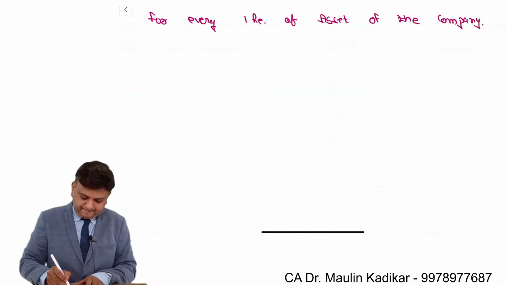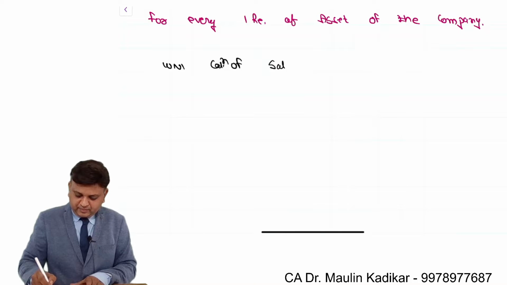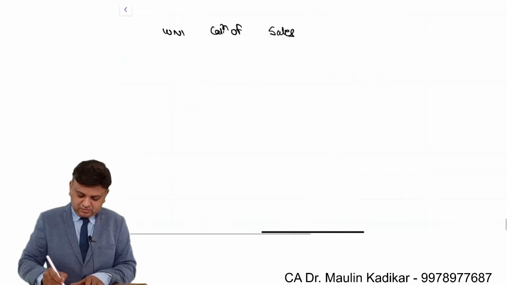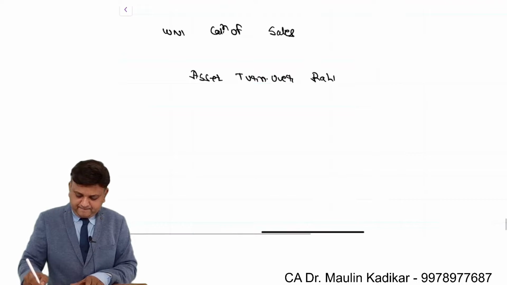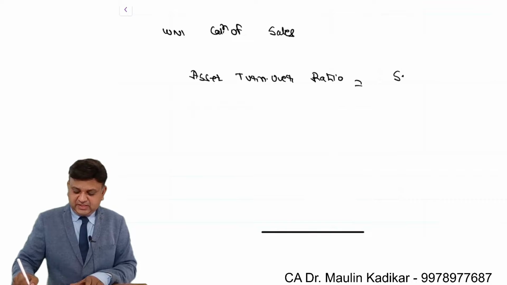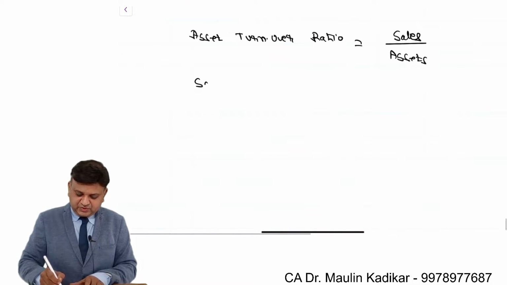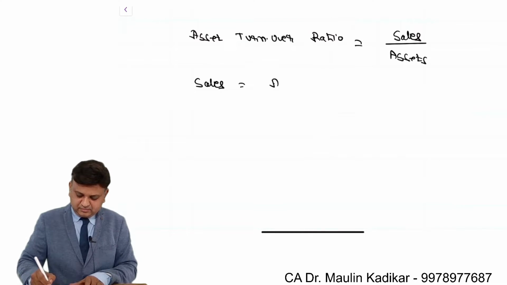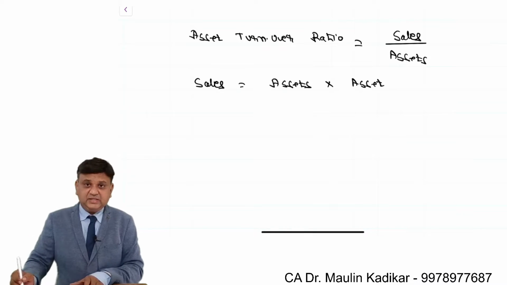In that write down, working note number 1, calculation of sales. So asset turnover ratio is calculated as sales upon assets. As far as the sales is concerned, it is found as assets into asset turnover ratio.